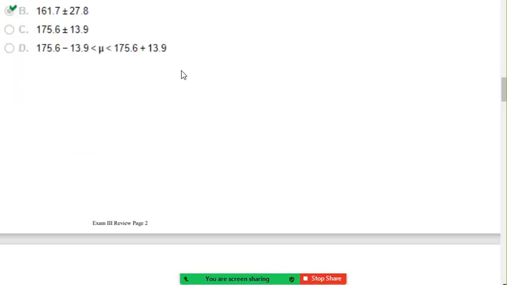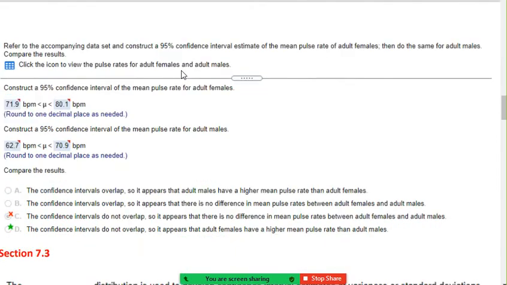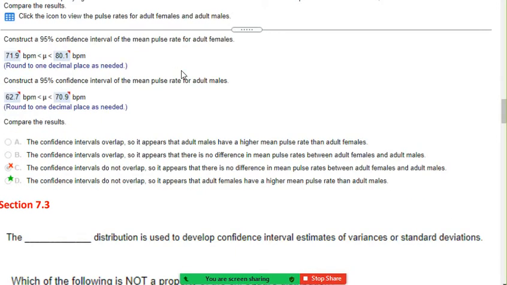This is one that I'll let you play with. But let's cut down to this one. And even though I have the data on this one, we can do something interesting for this one. So let's take a look at this. It gives us 2 confidence intervals for the pulse rates of females and the pulse rates of males. So pulse rates for females has a confidence interval between 71.9 and 80.1.